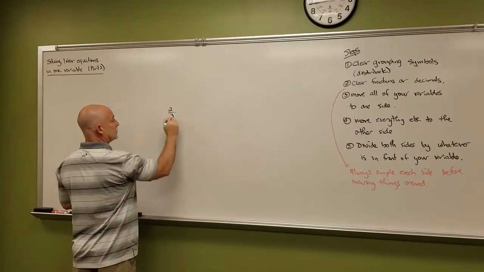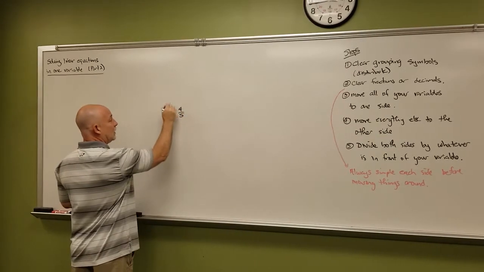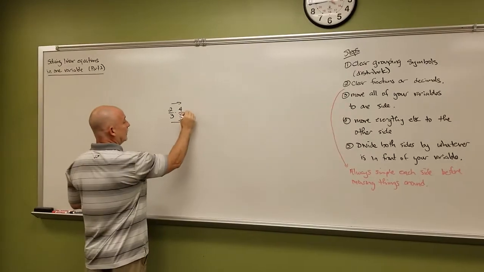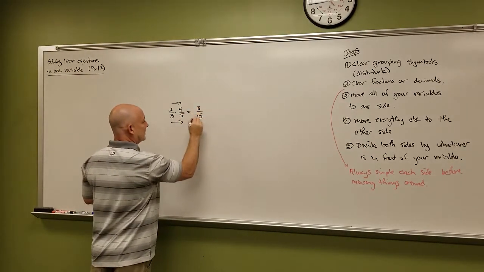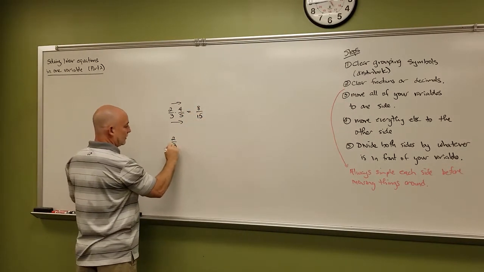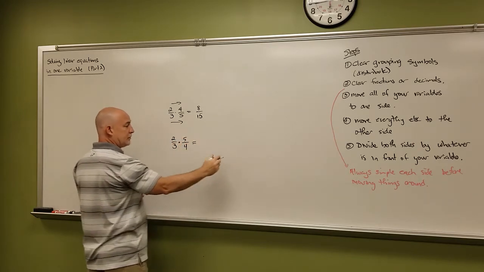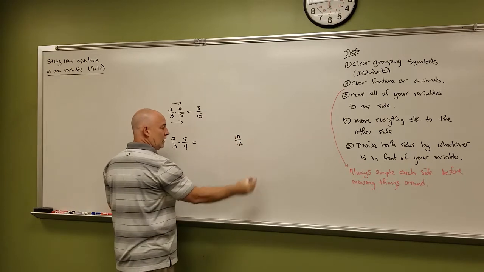Like I said, 2/3 times 4/5. Remember, to multiply fractions, all you have to do is multiply straight across. So that gives me 8/15. However, let's take a look at another one, say 2/3 times 5/4. We could just go ahead and multiply straight across, and notice we would get 10/12.